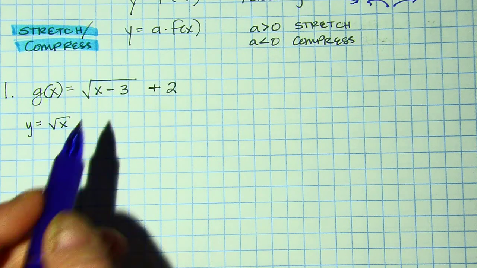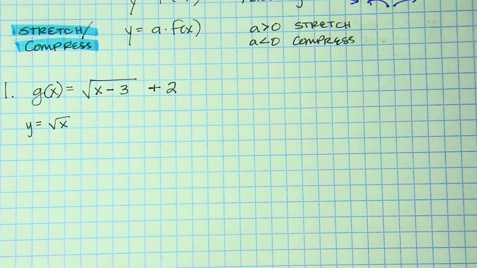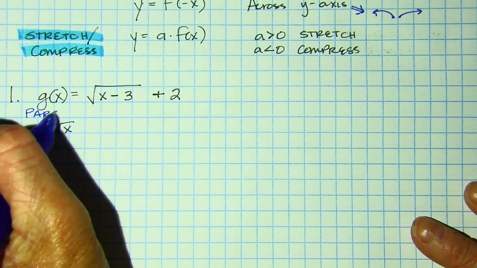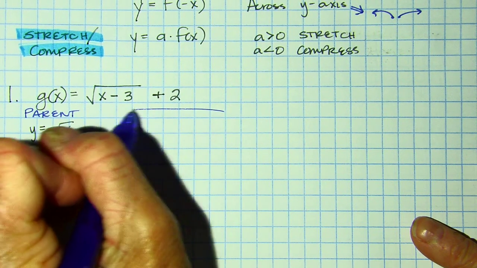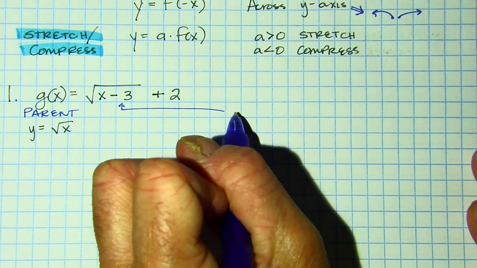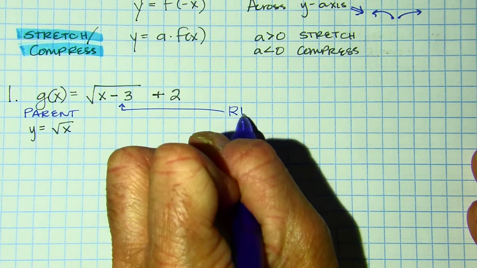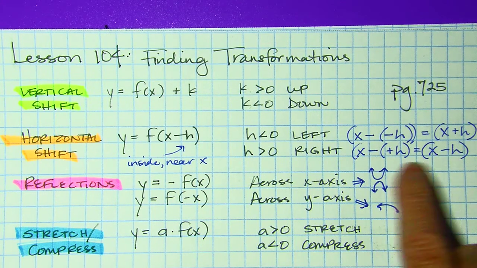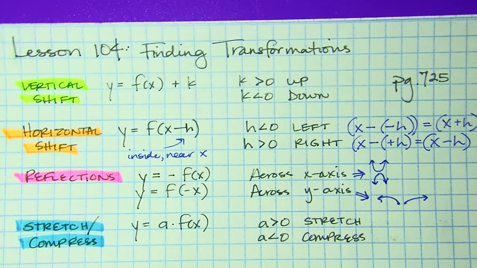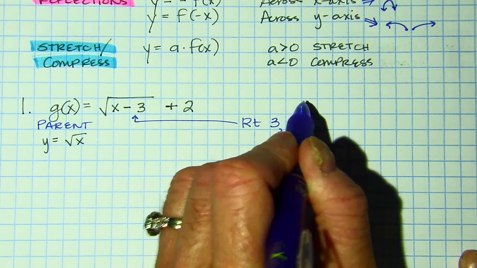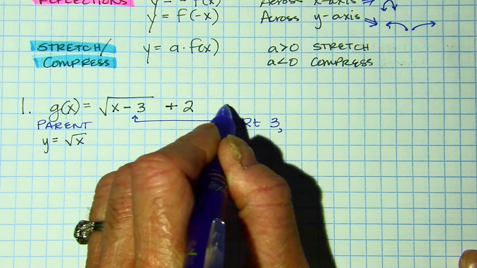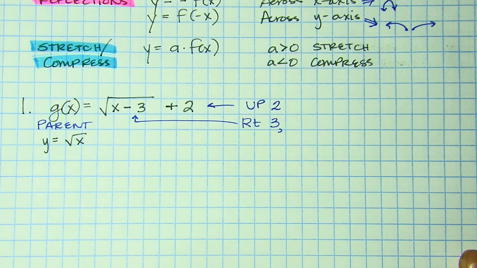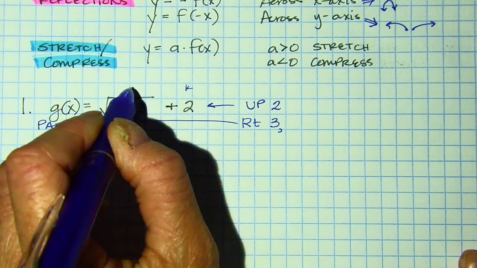So if I have this function, g of x equals the square root of x minus 3, plus 2. The square root of x is my parent function. Negative 3 is a shift to the right, 3, and that's based on what I have up here. If it is x minus h, I have it right here, it's a shift to the right. And then the plus 2, it represents k, and so this is up 2, okay? So this is k, this is h.